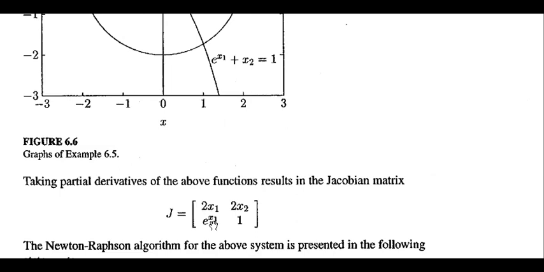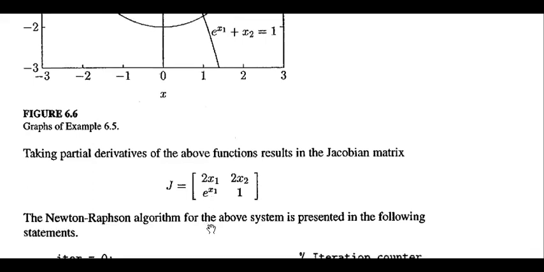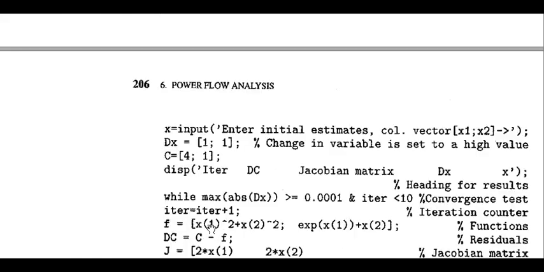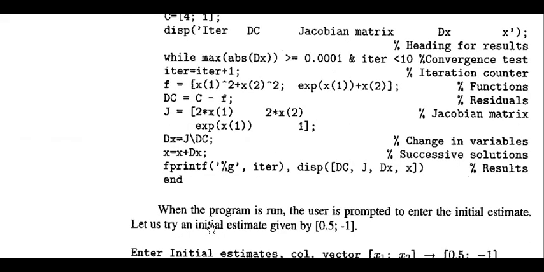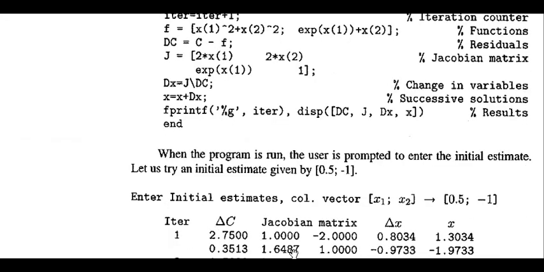And here you have e to the power 0.5. What is its value? Exponential 0.5 is 1.6487. Let's check whether you have it. Yes, 1.6487. So 1, minus 2 and 1.6487, and that will be 1 already. So that will be the Jacobian matrix part.